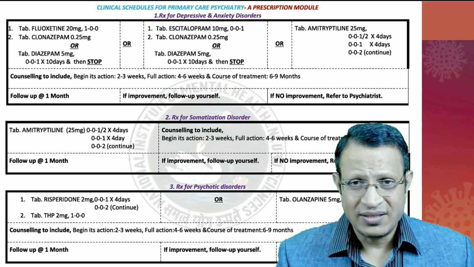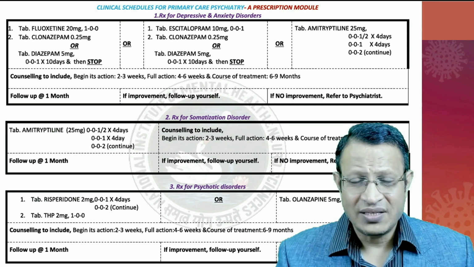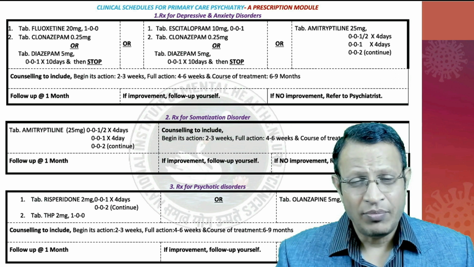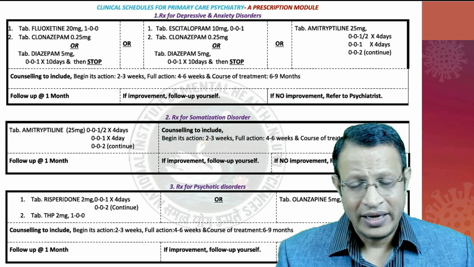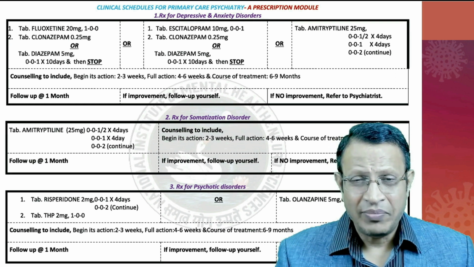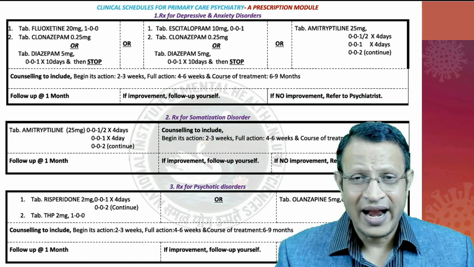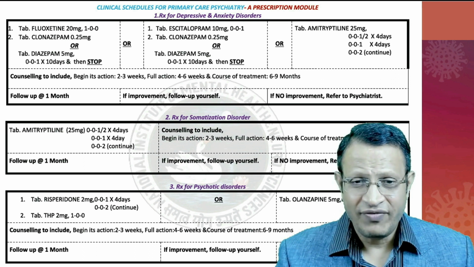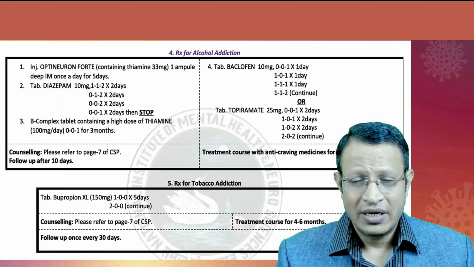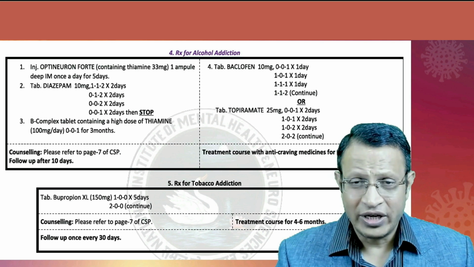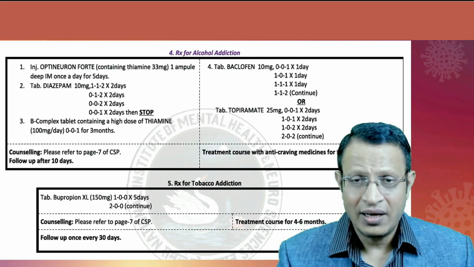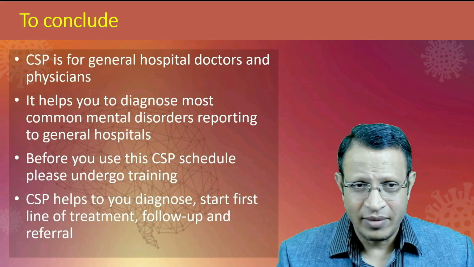If he is able to do this and able to do the follow-up, that means he is able to learn this prescription module. Once he is able to write the prescription and monitor the side effects, he will become a good primary care doctor by identifying the psychiatric illness and administering first line of treatment. Further, treatment for addiction is clearly mentioned, and how the prescription should be written with regard to benzodiazepines, and also how to taper those medications have been clearly documented in the clinical schedule for primary care psychiatry, my dear friends.